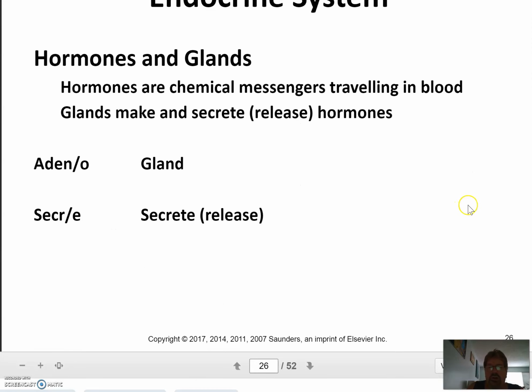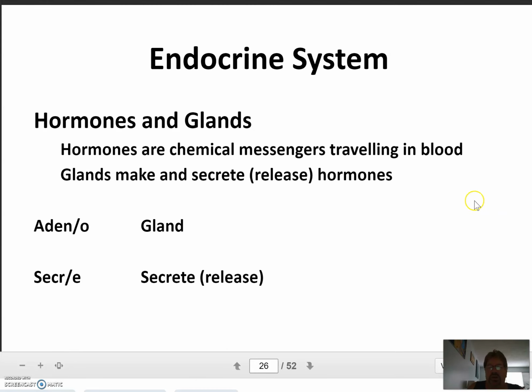Okay, the system of glands in the body and hormones is the complex endocrine system. Adeno is a root word for gland. Glands make and secrete hormones. Secrete means to release or produce something.